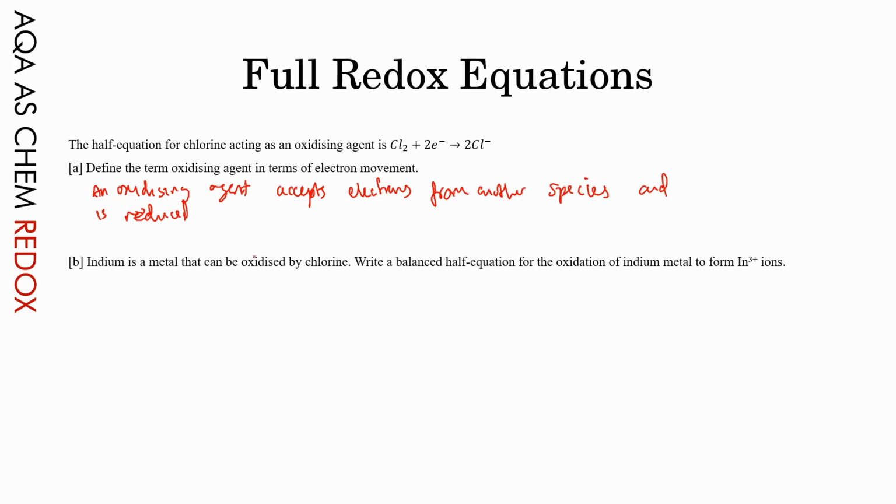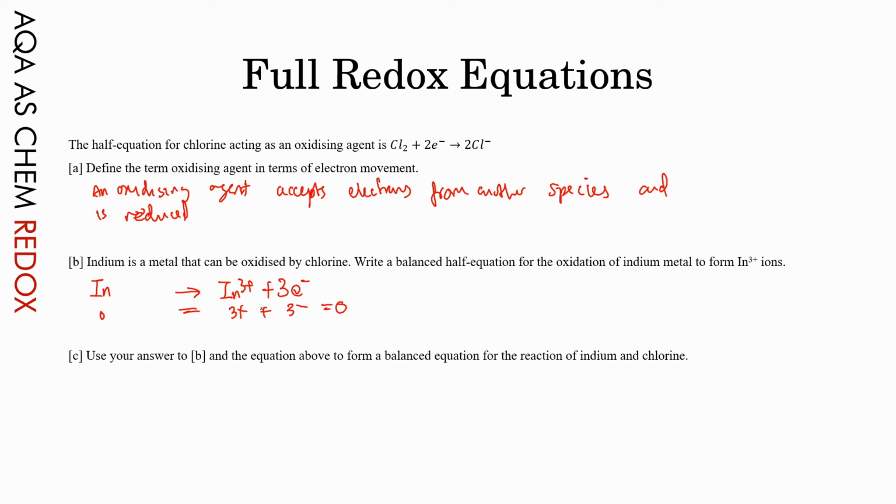So, B. Indium is a metal that can be oxidized by chlorine. Write a balanced half equation for the oxidation of indium metal to form In3+ ions. So simply, on one side you have In with an oxidation number of 0. After the arrow, you've got In3+. So to get from 0 to 3+, you need to lose 3 electrons. You need to have 3 electrons on this side to have a 3- to balance out, because that equals 0 equals 0. Okay, so that's the equation.